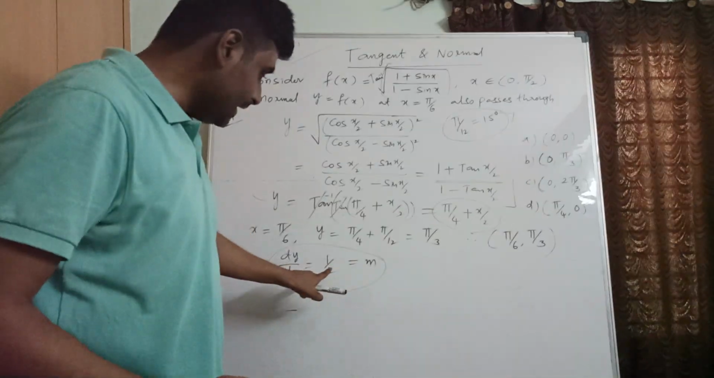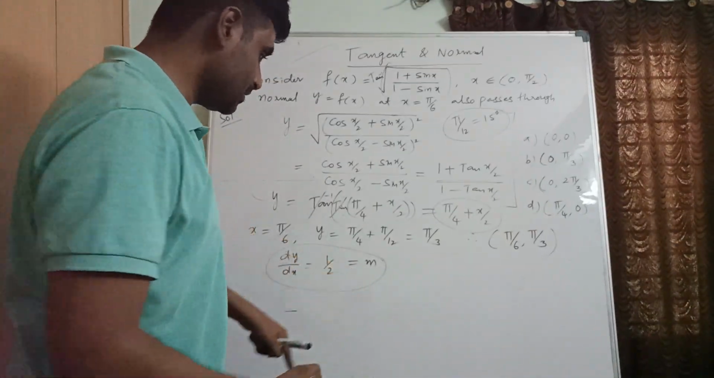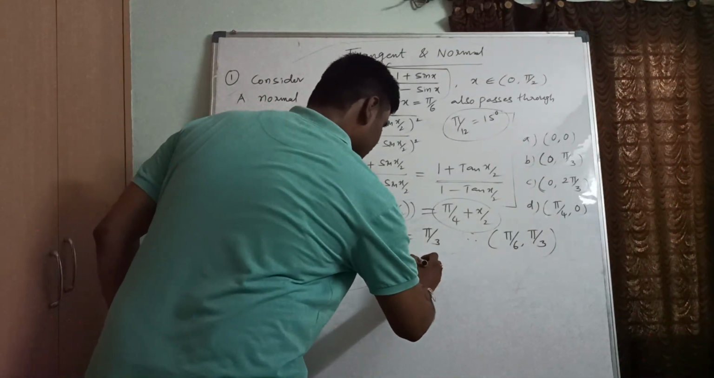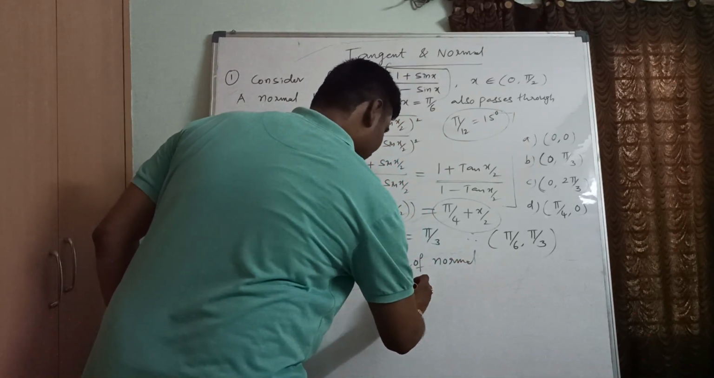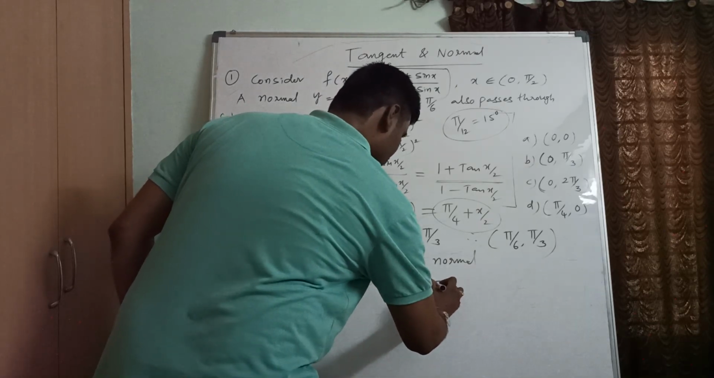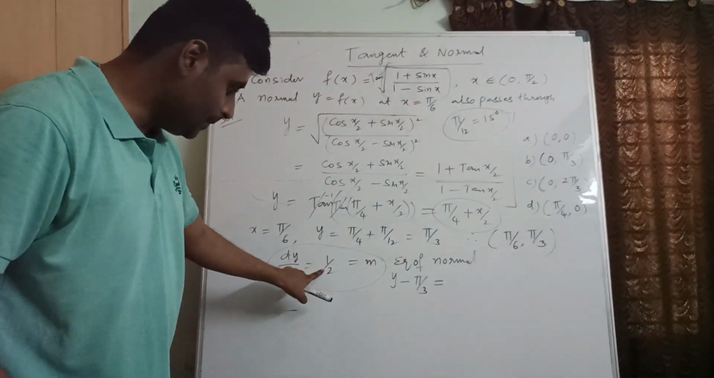So this is the tangent slope. What is the normal slope? Minus 2. So I can write the equation of normal. Okay. So what is that? y − y1 = m(x − x1). What is m? Minus 2.